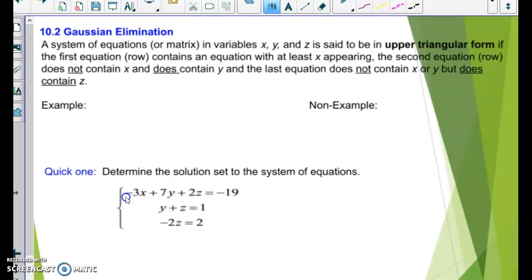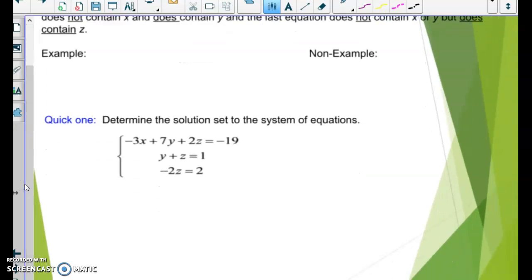And determine the solution of the set. On this one, the first thing I'm going to do is start with this equation because we can solve easily for z and then plug it back into the equation above it and solve for y, and then we can substitute both z and y into that one to get x. So let's get started. I get z equals -1.